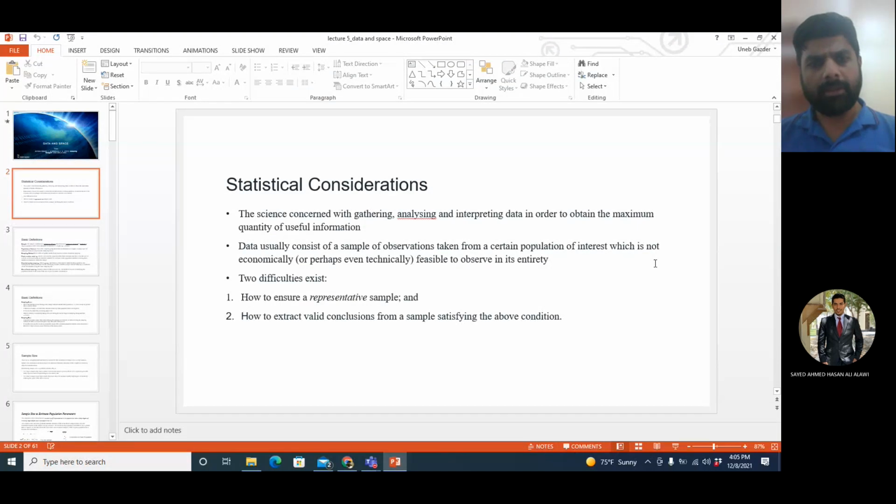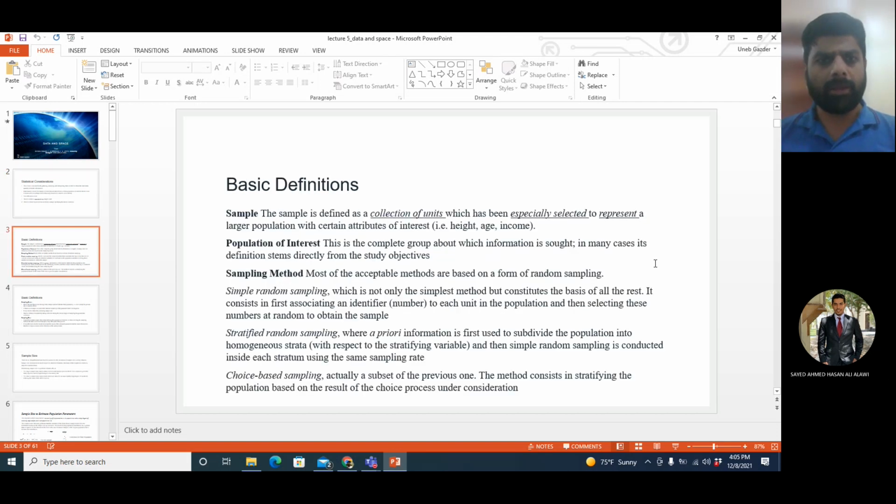And in this topic, we started with the statistical considerations, and we did not go far in that. So the main problem is how to get a representative sample, representative of the population. You are collecting a few values, and how do you make sure that these few values can represent the entire population, and then how can you extract conclusions from it?